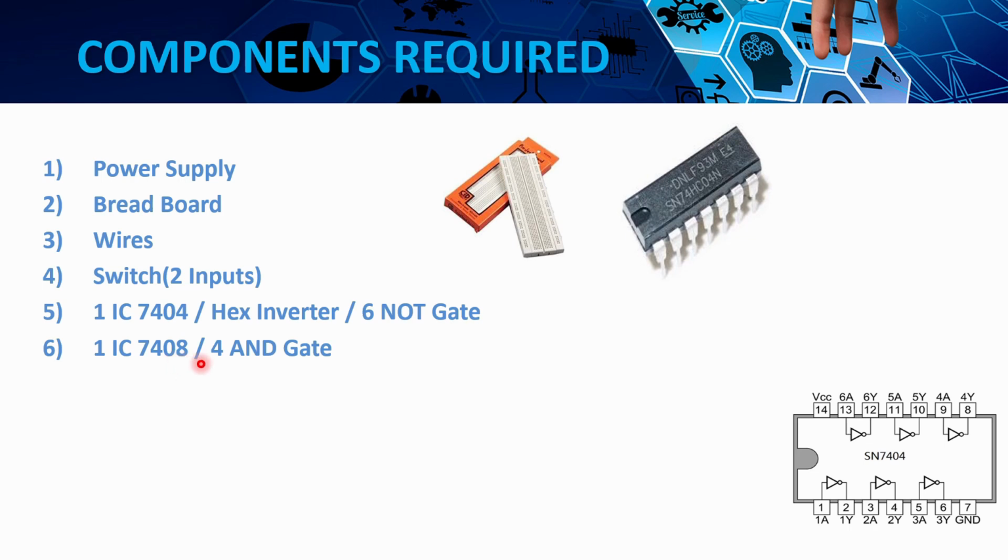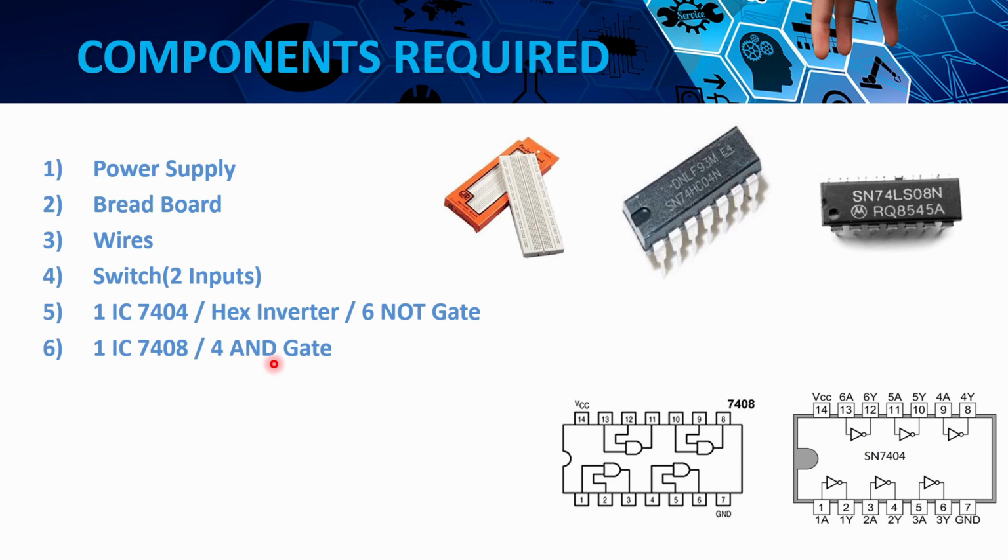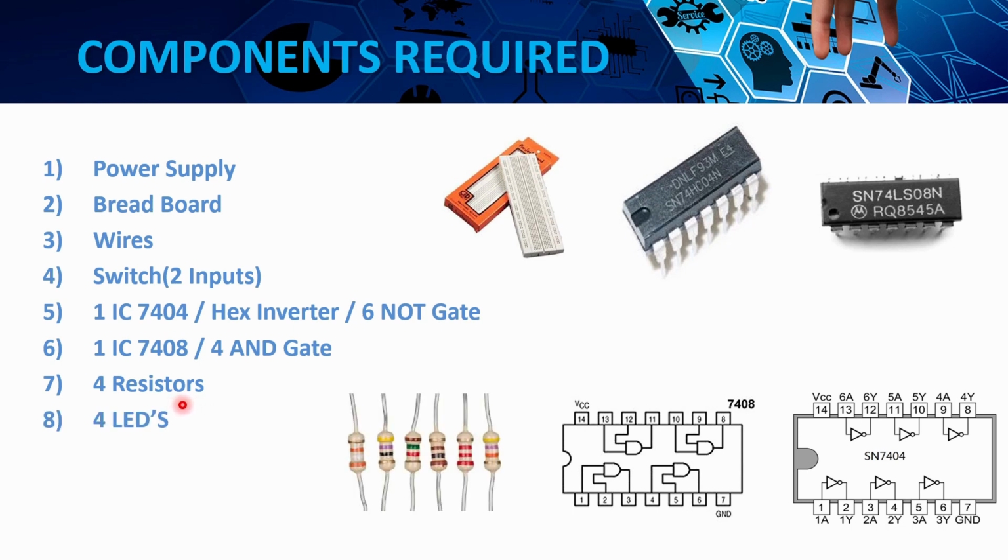We need an IC 7408, which contains 4 AND gates. In this pin diagram, pins 1 and 2 are the inputs and 3 is the output. Pins 4 and 5 are the inputs and 6 is the output. In both pin diagrams, we may notice the 14th pin is given to the positive power supply, VCC, and the 7th pin is grounded. We need 4 resistors for this simulation and 4 LEDs of different colors.